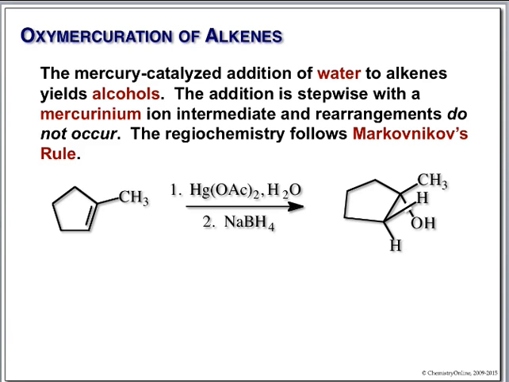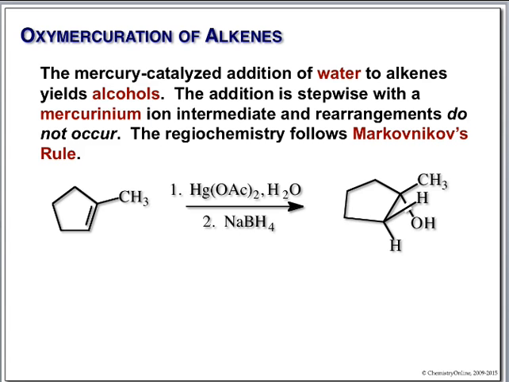For a second step, in order to get your final product, you have to add what's known as sodium borohydride. That's because the initial product here actually has the mercury bonded to it. The sodium borohydride in the second step removes the mercury.